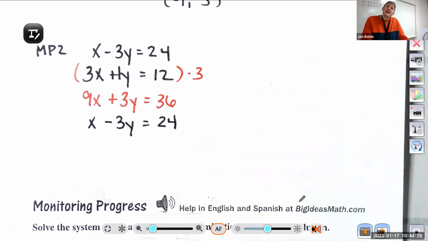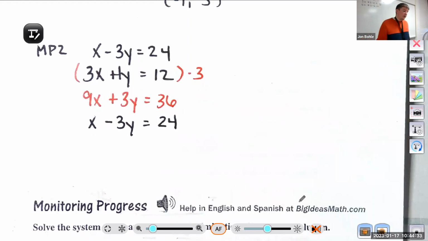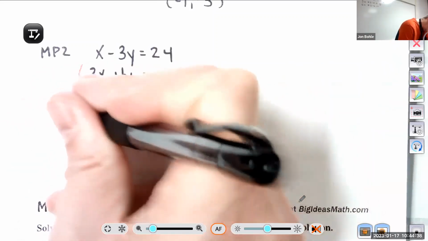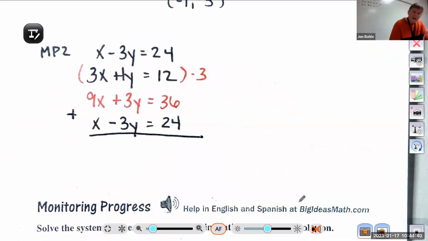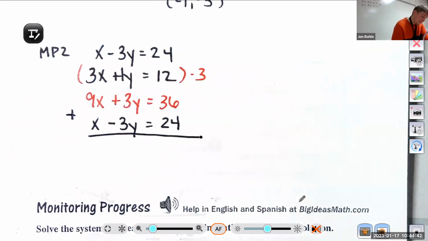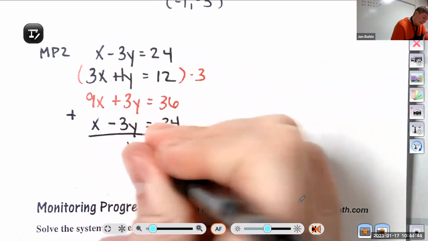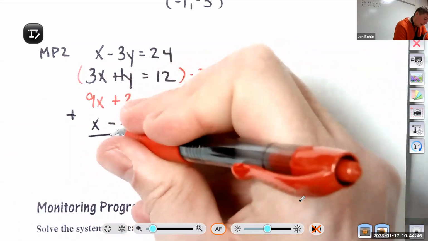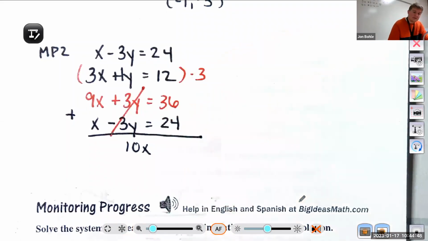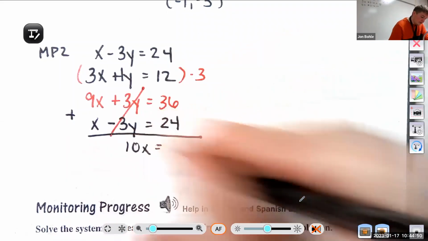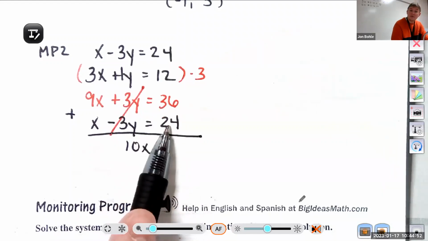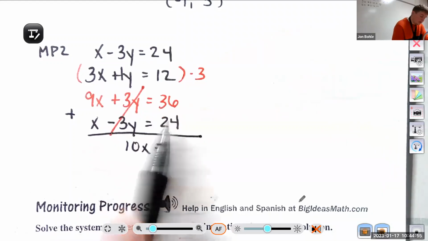All right, do I have opposites in the y's? Yes, I do. So what do I do once I have opposites? I add them. 9x plus 1x. 3y plus negative 3y cancels, they're opposites. And then 36 plus 24. So 36 plus 4 is 40. And then 40 plus 20 is 60.